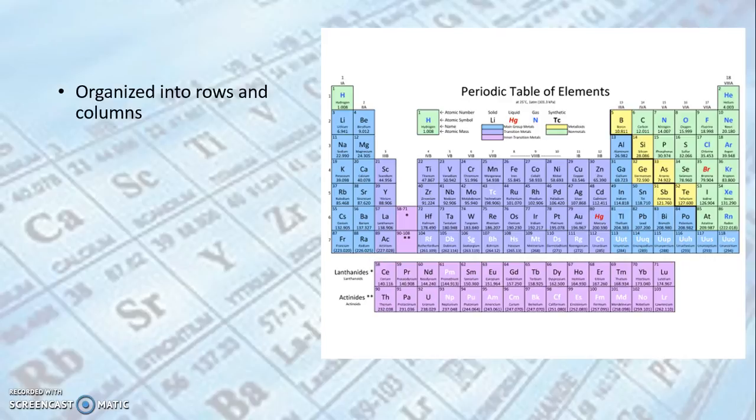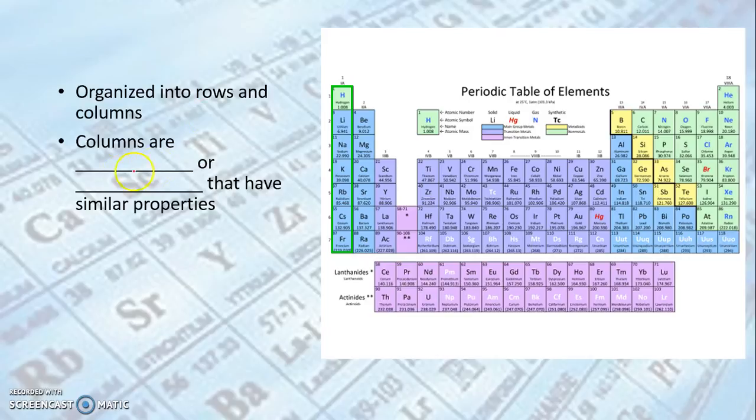Here, it's organized into rows and columns. The columns going up and down are what we call groups or families, and that's how we refer to them. We call them groups or families because all of those in a specific column, with the exception of hydrogen here, but all of those in this first column, are going to behave similarly. They're going to have similar reactivity when they react with things. Over here, all these are noble gases. They're going to react similarly, or not react in that case.